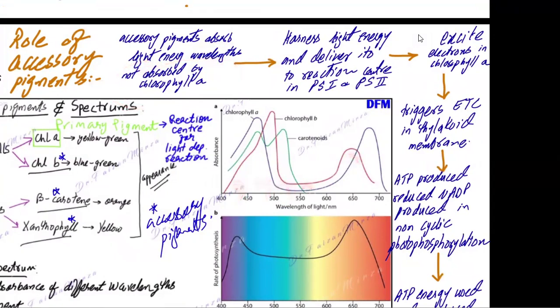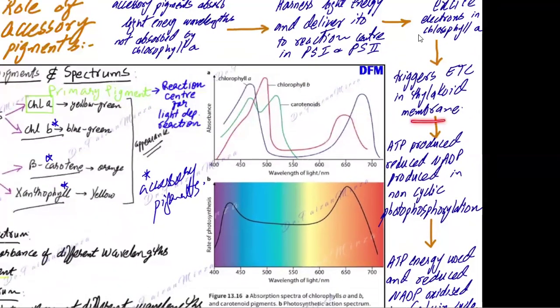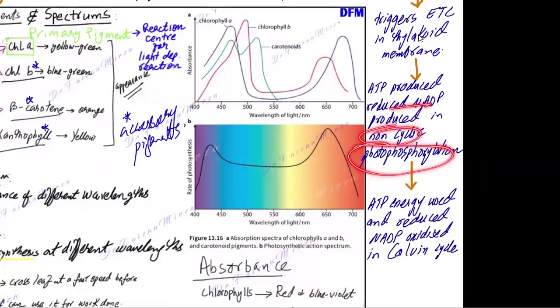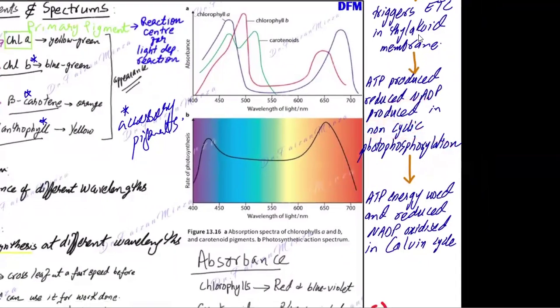These wavelengths are absorbed by your accessory pigments. They harness the light energy and deliver it to the reaction center in PS1 and PS2. The reaction center is chlorophyll A, and once chlorophyll A receives this light energy, the electron in it gets excited. When the electron gets excited, it triggers the ETC in the thylakoid membrane. ATP is produced, and reduced NADP is produced by non-cyclic photophosphorylation.